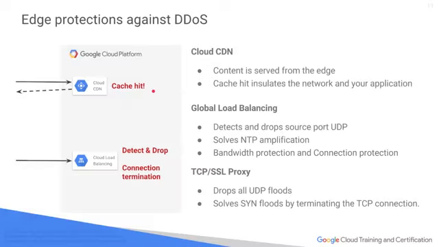So how do we protect ourselves at the edge? Well, one, Cloud CDN, right? This way, if you're worried about bandwidth, we can cache a lot of the important content at the edge using Google Cloud CDN. You have to have a load balancer, so that's automatically going to detect and drop connection termination. We're going to drop all UDP floods and also SYN floods.